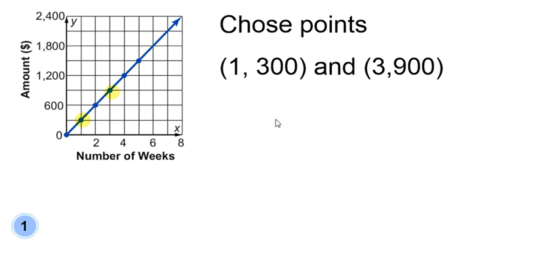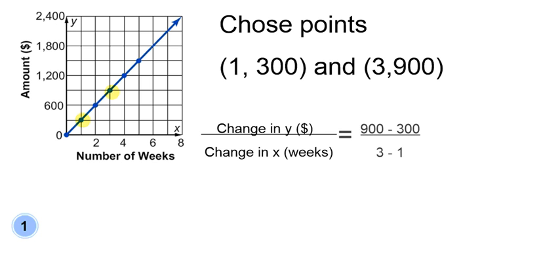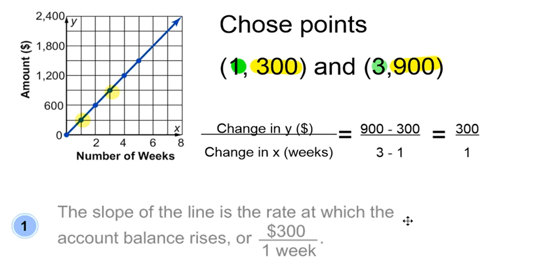So now that I have my 2 points, I can set up my ratio, change in y, which is my money, over the change in x, which is my weeks. So I'm going to subtract my two y values, which were 900 and 300. Then I'm going to subtract my two x values, which were 3 and 1. Now I'm going to simplify this down to 300 over 1. So what does this mean? This means that the slope of the line is the rate at which the account balance rises. And that's $300 for every 1 week.